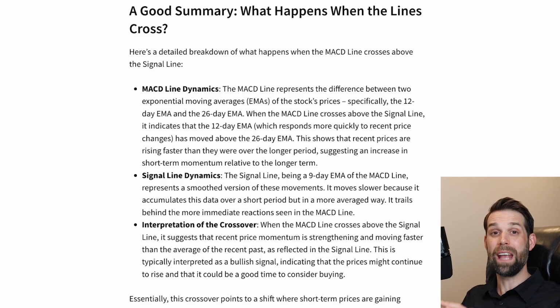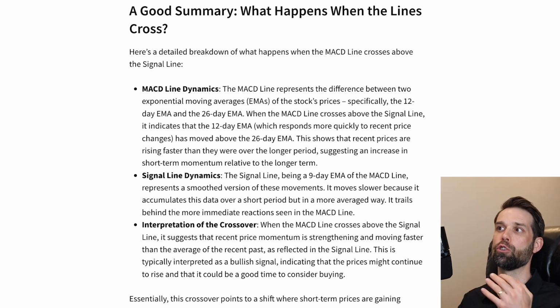So I think a good way to summarize this MACD is to talk again about what happens when the lines cross, and then we'll wrap up this video. So again, that MACD line represents the difference between the two exponential moving averages of the stock's prices, the 12-day and the 26-day.